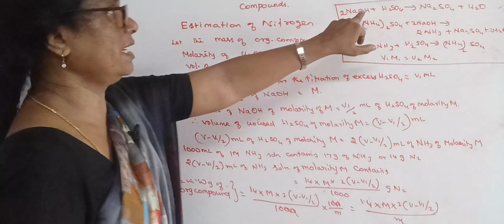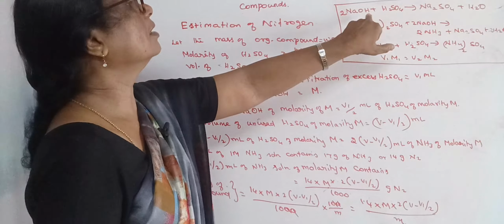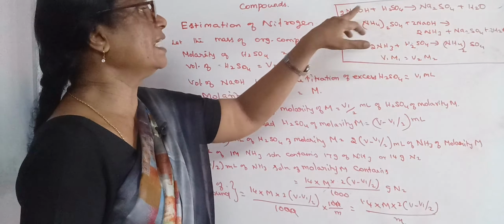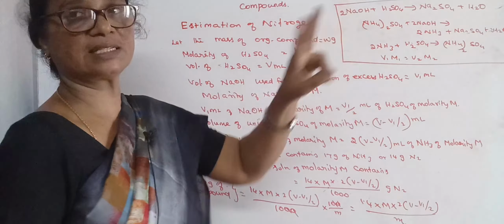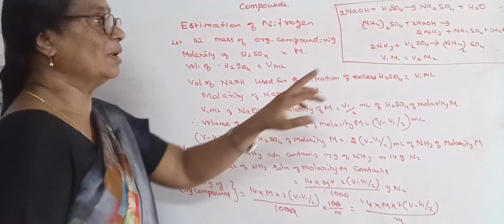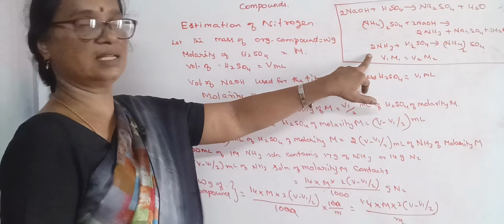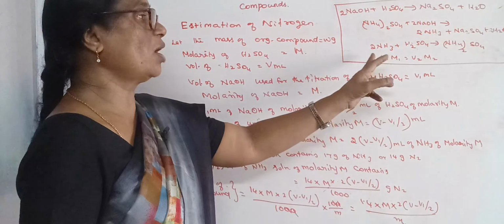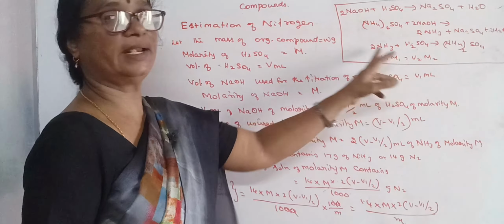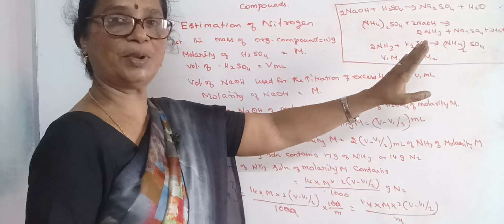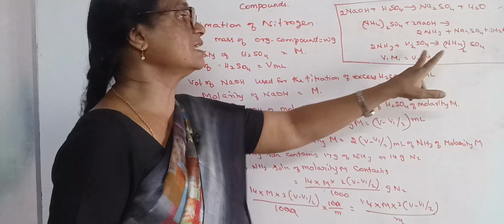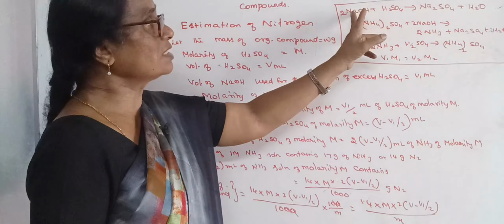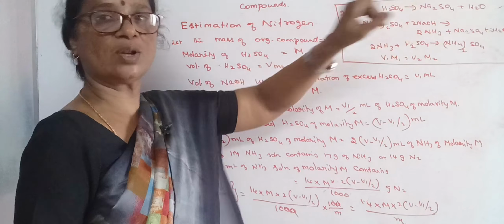See the reaction of sodium hydroxide with sulfuric acid: the number of moles of sodium hydroxide required is 2. But according to volumetric analysis, V1 M1 is equal to V2 M2. So the product of volume and molarity of one solution should always be equal to the product of concentration and volume of the other solution. But here 2 moles of sodium hydroxide are required for 1 mole of sulfuric acid.